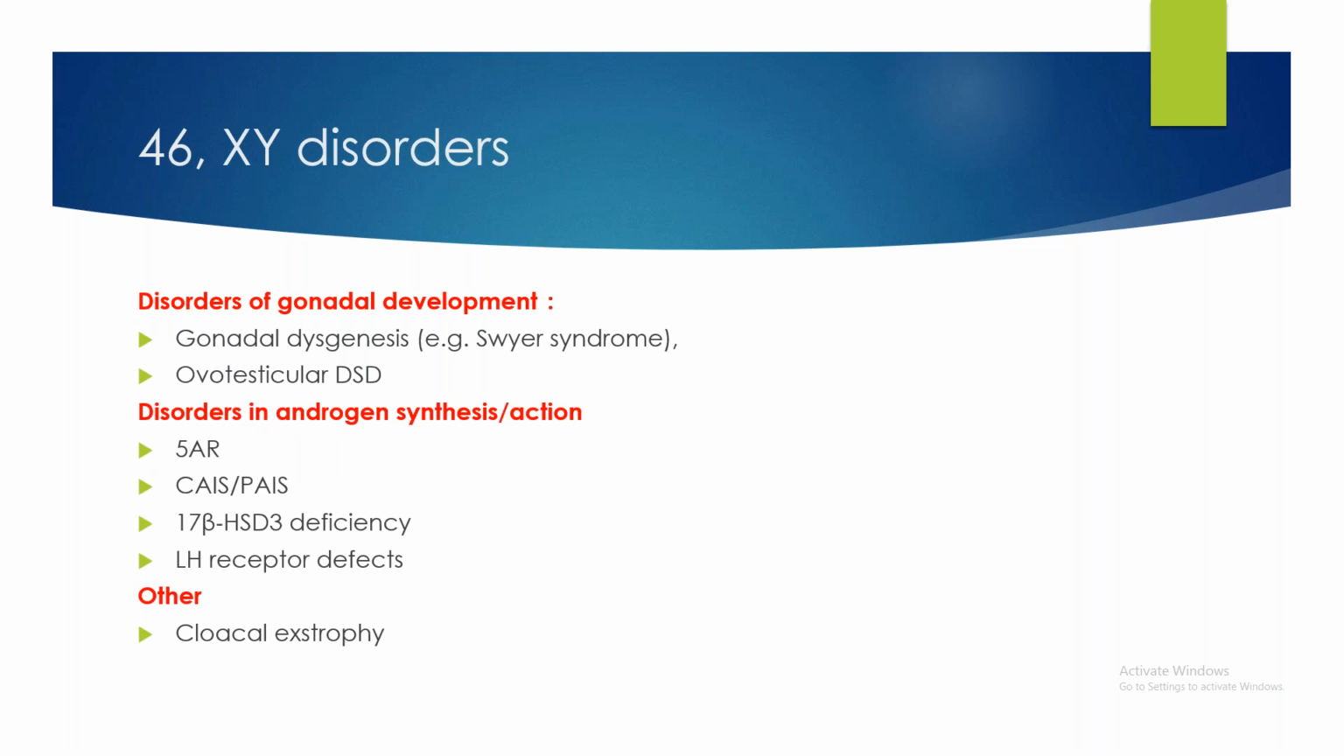So karyotype is determined, karyotype is normal, still gonadal dysgenesis is there. In case of 46XY disorder, there will be gonadal dysgenesis, as I told you, Swyer syndrome, ovotesticular DSD, then disorders in androgen synthesis like 5-alpha reductase deficiency, complete or partial androgen insensitivity syndrome, 17 beta hydroxysteroid dehydrogenase deficiency, LH receptor defects, and other causes like cloacal exstrophy.